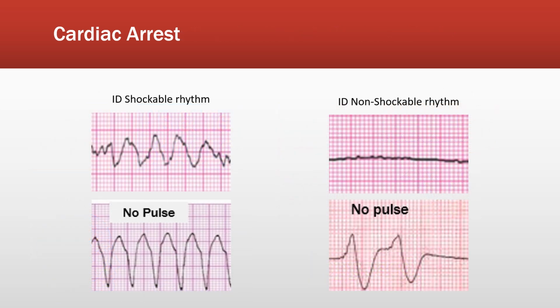As a review, cardiac arrest, there are 4 arrest rhythms, 2 shockable, VFib and pulseless VTAC, and 2 non-shockable, PEA and asystole. Remember that sudden death is any death that occurs within 1 hour of the onset of signs and symptoms.